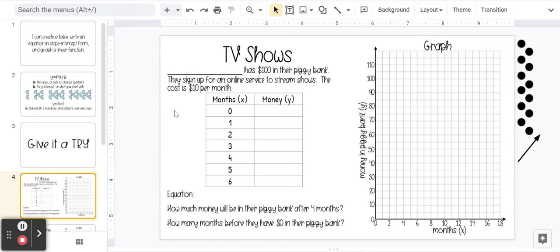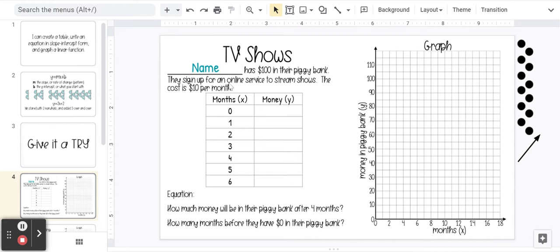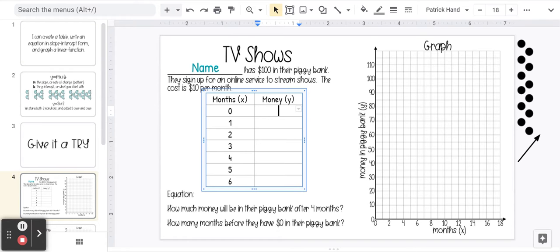Blank has $100. You can click here and put any name that you would like. They sign up for an online service to stream shows. The cost is $10 per month. At the very start of time, before they sign up, this person has $100. After 1 month, they pay that $10 for their service. So now they only have $90.